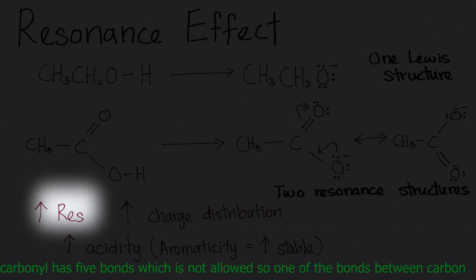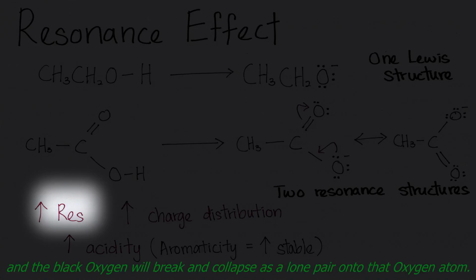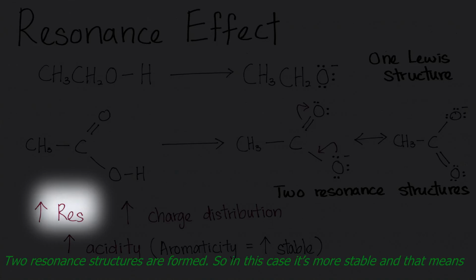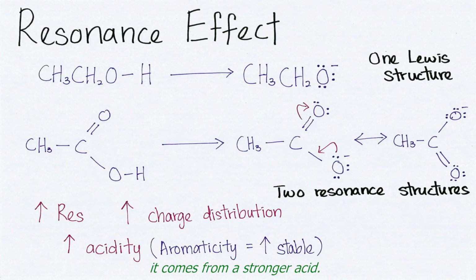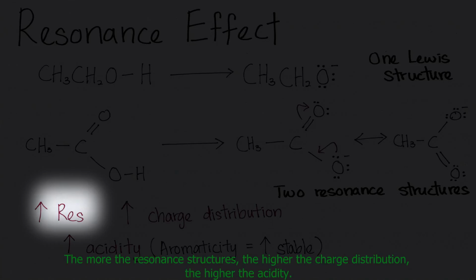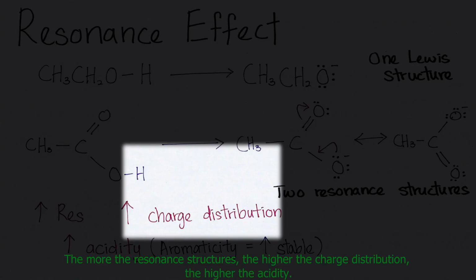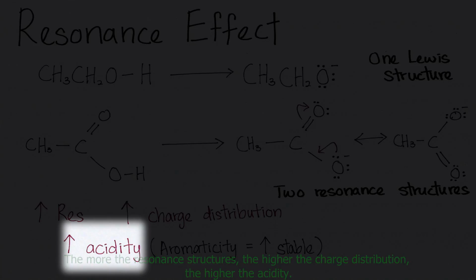But the carbon would have 5 bonds, which is not allowed, so one of the bonds between the carbon and the other oxygen will break and collapse as a lone pair onto the oxygen atom. Two resonance structures are formed. So in this case, it's more stable, and that means it comes from a stronger acid. The more resonance structures, the higher the charge distribution, the higher the acidity.